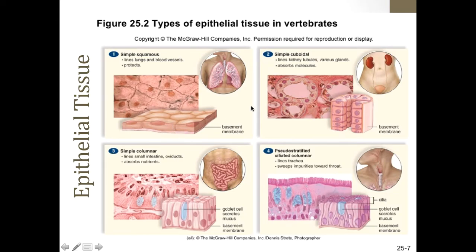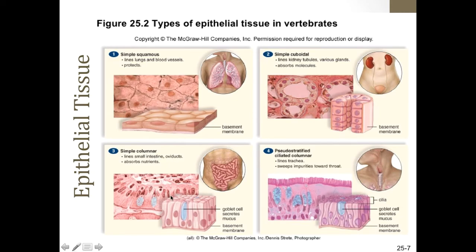It's more efficient. This is an example of simple cuboidal. This lines kidney tubules, various glands. It absorbs molecules. So again, we have a little bit more protection here than we do in the lungs. It's a little bit thicker. But again, things are diffusing from an area of high concentration in the middle to the other side. This is how our urine is made. So the toxins, urea, whatnot, flows through, and then it diffuses through those cells, and it will go to the bladder and get released from the body. We're maintaining a state of homeostasis.